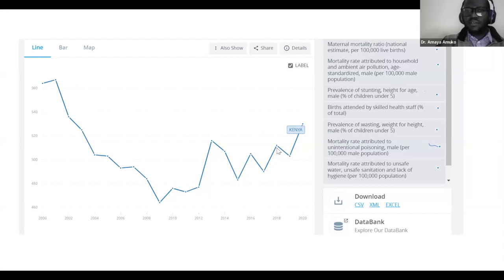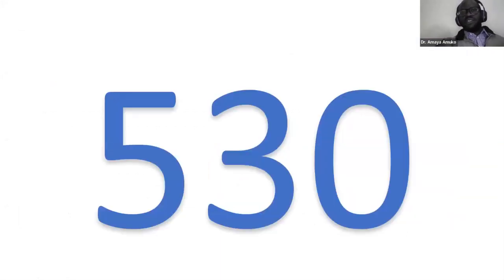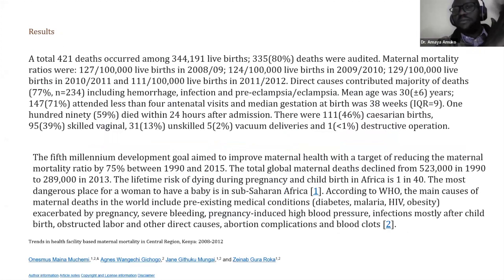So today we'll have on board a doctor. I like calling him doctor, but he's also Professor Moses Obimbo from the University of Nairobi. He's an obstetrician and gynecologist, and also secretary to the Kenya Obstetrical and Gynaecological Society, COG Kenya. So maybe he can explain to us what this 530 means today.